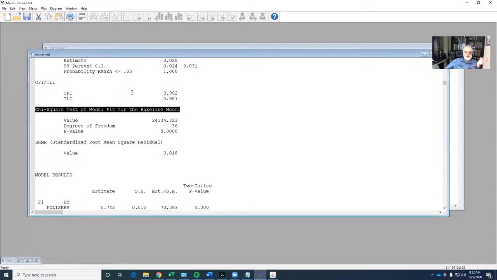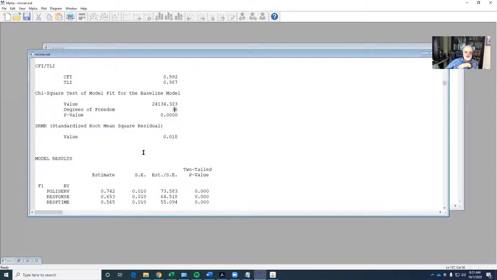Remember that the CFI and the TLI are based on a comparison between the model you have and the independence null. The independence null, that is the model that says there's variances for your manifest variables but no covariances, has a chi-square of 24,000 with 36 degrees of freedom. And the standardized root mean square residual, as we talked about, is also a very small number. So based on this, even though the chi-square is significant, for this model the rest of the fit indices indicate an excellent fit. Any questions?